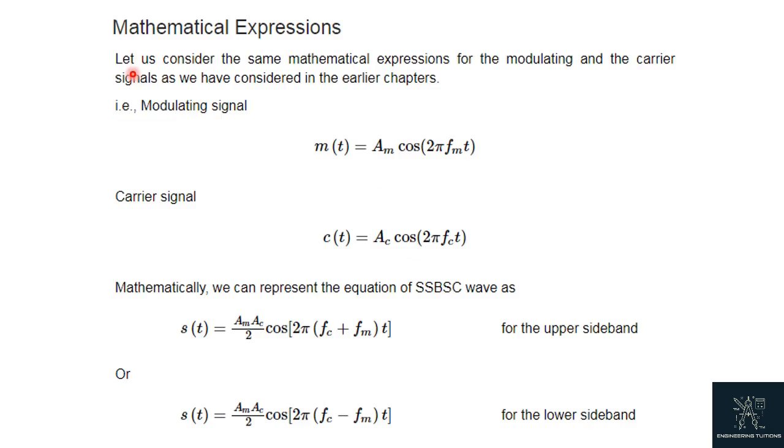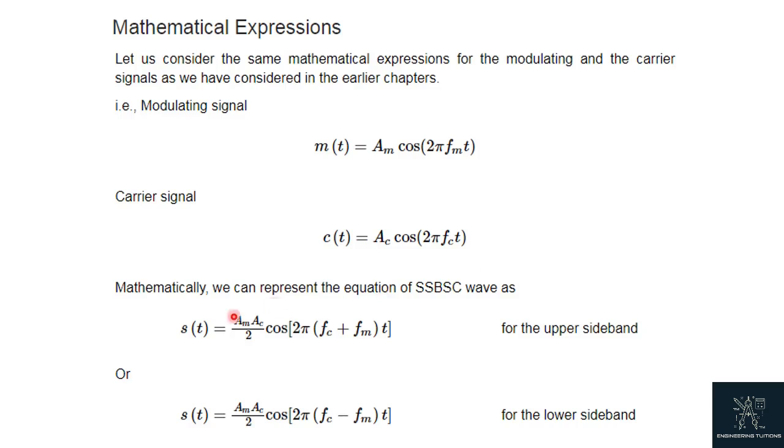Mathematical expression. Let us consider the same mathematical expression for the modulating and carrier signal as we have considered in the earlier chapter. That is, modulating signal m(t) is equal to Am cos 2 pi fm t and carrier signal c(t) is equal to Ac cos 2 pi fc t.